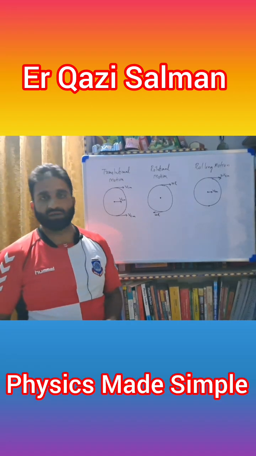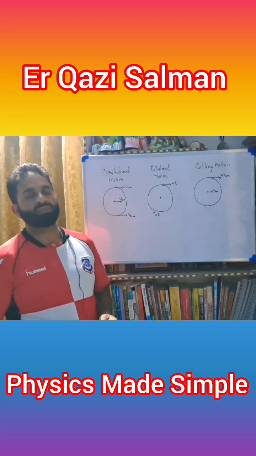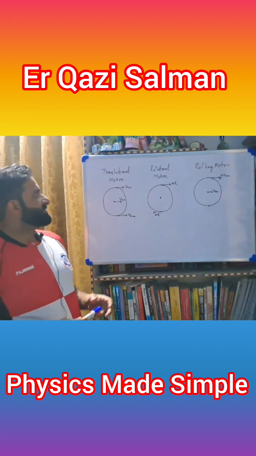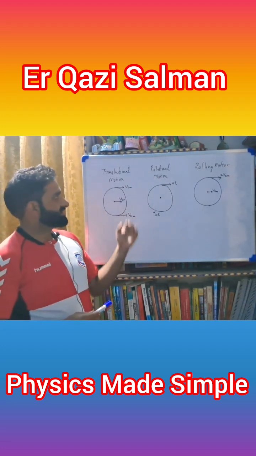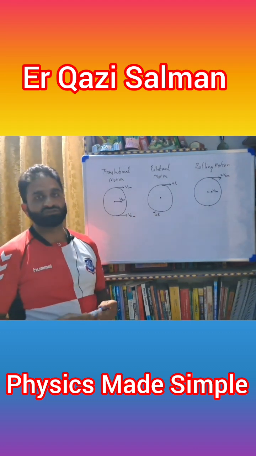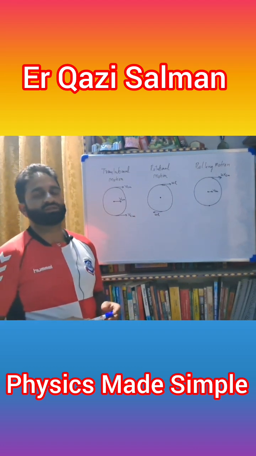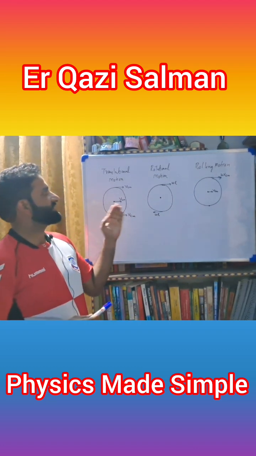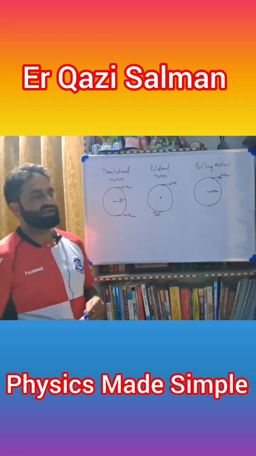Let's talk about the types of motions. The first one is pure translational motion, the second one is rotational motion, and the third one is rolling motion. The rolling motion is the combination of rotational and translational motion.